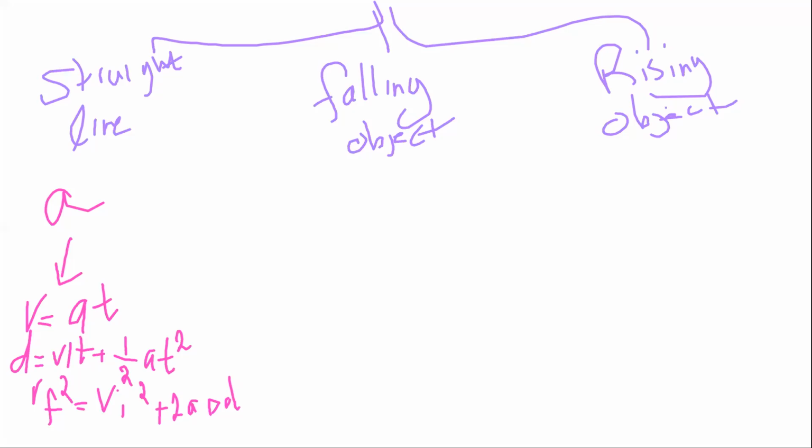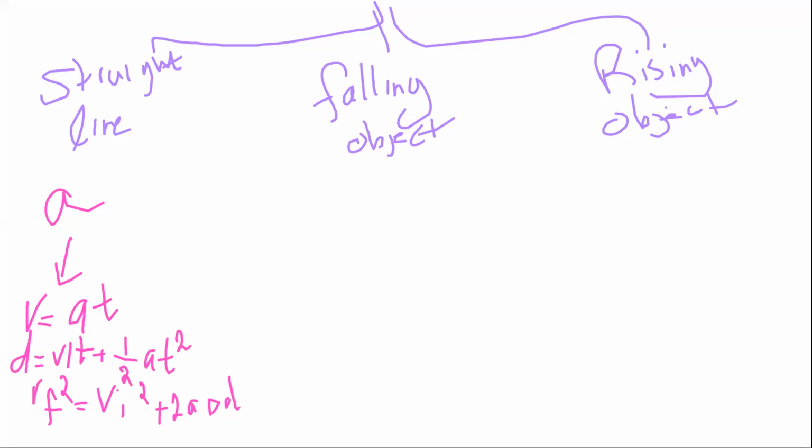This is for the straight line. V is V initial plus AT, D is V initial t plus half AT squared, and V final squared is V initial squared plus 2A delta D. Now for the falling object.